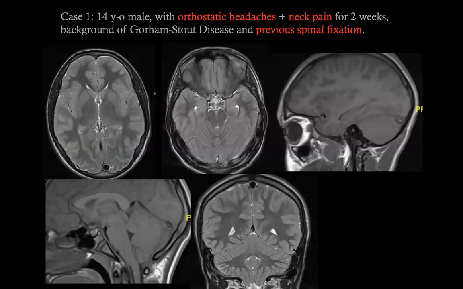So this is Gorham-Stout disease. Let's come back to our case. This is a teenager with orthostatic headaches and neck pain, with previous spinal fixation due to a problem related to Gorham-Stout disease. But actually, let's look at the brain. And remember, in these cases, like most of the cases in pediatric neurology, there are a lot of single findings that may be non-specific or even sometimes paraphysiological, but look at the constellation of findings. This helps you a lot in the diagnosis.